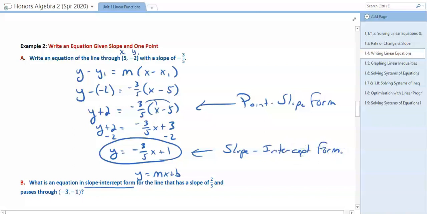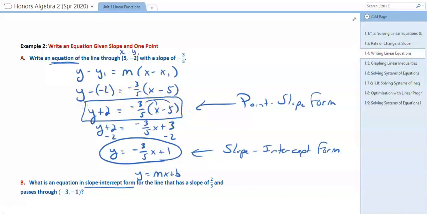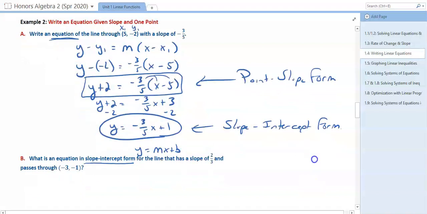Okay? So again, it depends on how the question asks. In this question, it was just to give an equation. So we could have stopped at this line here at the point slope form, or we could continue to slope-intercept form. Again, if it's multiple choice, like on the ACT or SAT, understand that it could be given to you in any form and be able to manipulate between those forms.